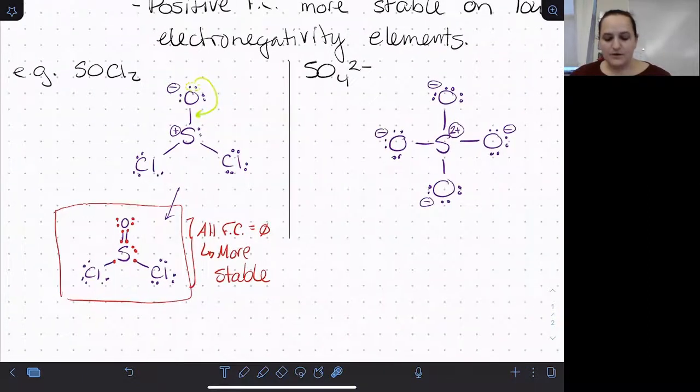See if you can try to draw the most stable, or at least a more stable, structure for the sulfate ion, for SO4 2-, using similar principles of creating multiple bonds in order to bring our formal charges down. So pause here and give that a try on your own.